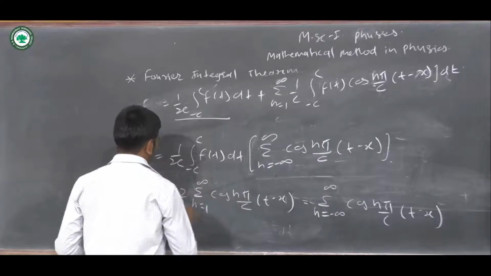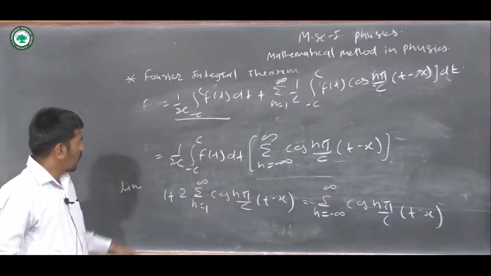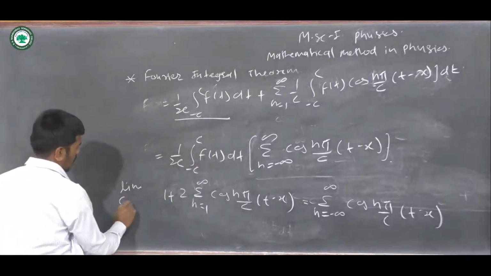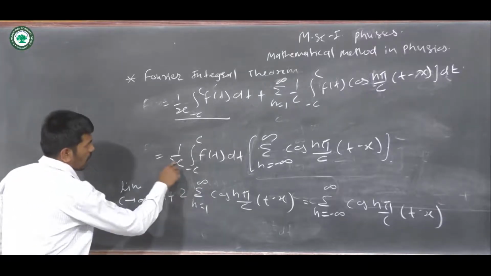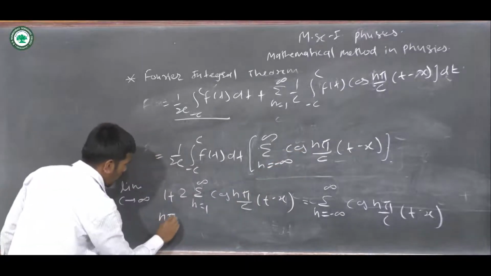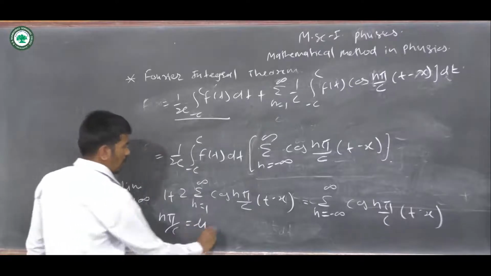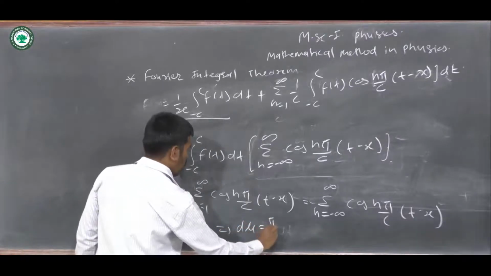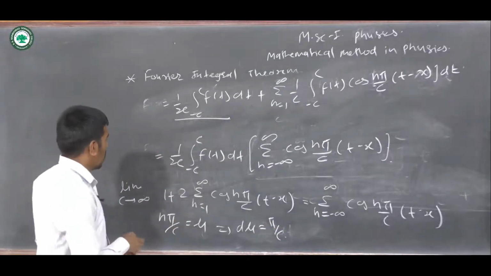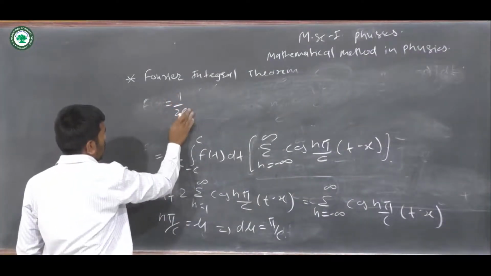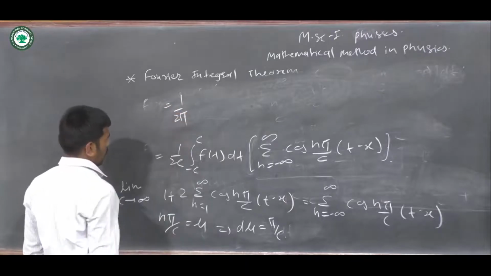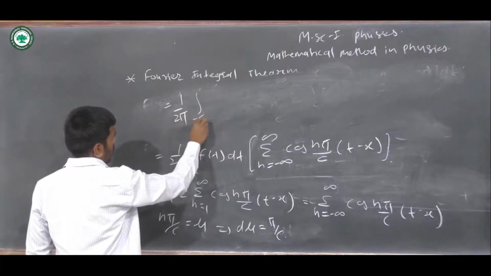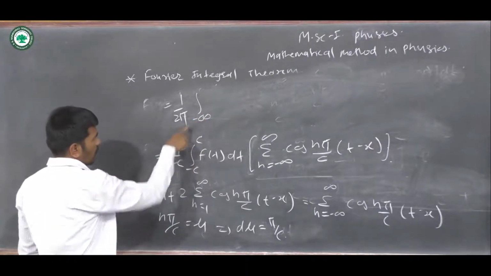Okay, so if I apply the limit, as c approaches infinity, then we can write it in integration form. Before that, I would like to substitute n pi over c equal to mu. Okay, and this implies d mu is equal to pi over c. So for that, I just write this expression in this form. So these expressions you can write 1 over 2 pi, integration from minus infinity, after c approaches infinity, then we also change the limit.